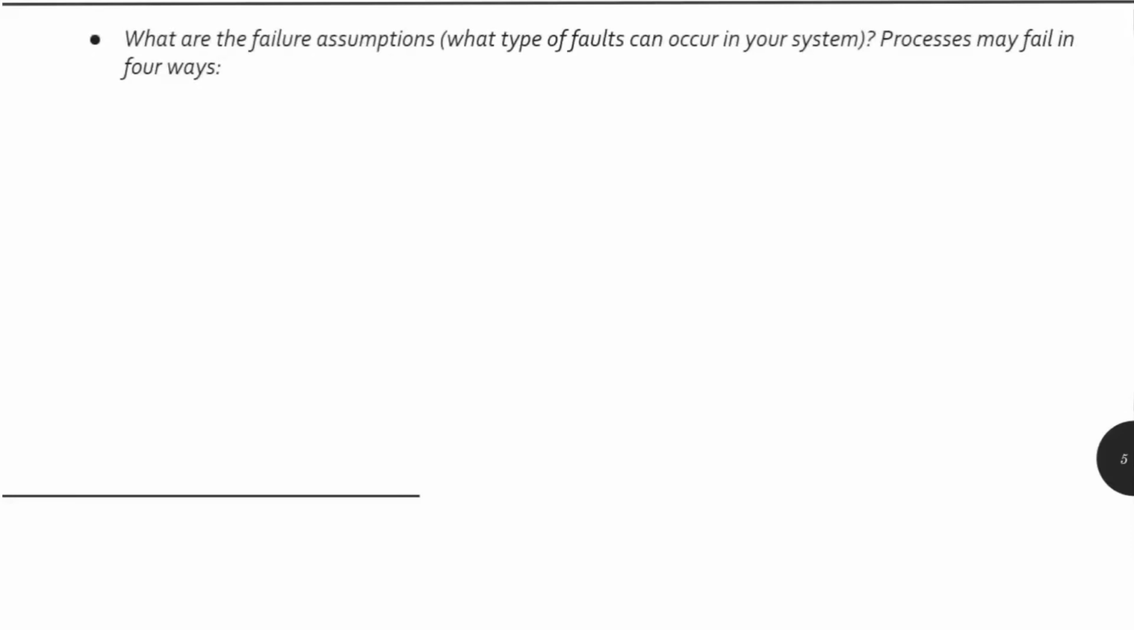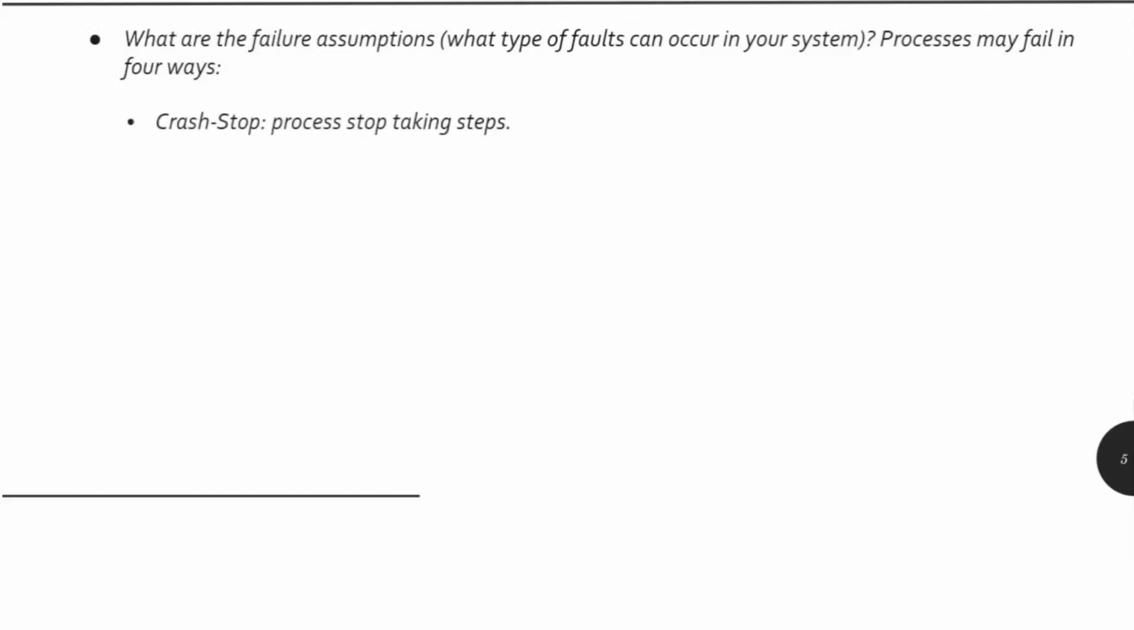After answering the timing assumptions, you should always ask yourself, what are the types of failures that you can tolerate in your system, or what types of failures can happen in your system, so that you can create an algorithm to tolerate them? Because processes may fail in four ways.